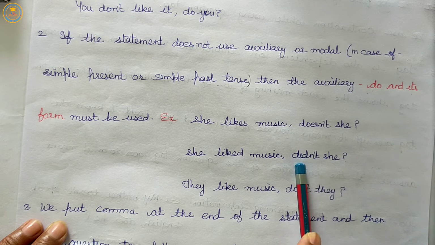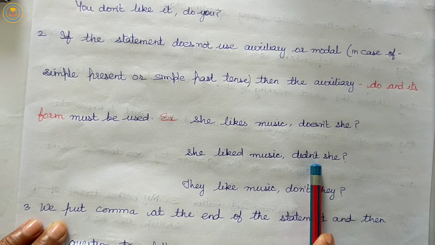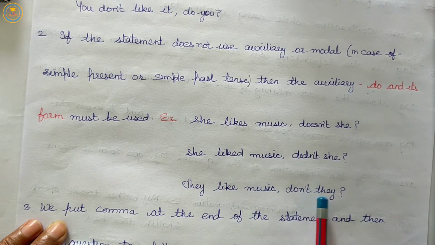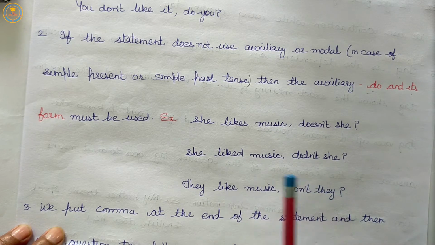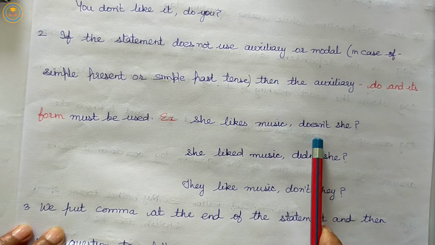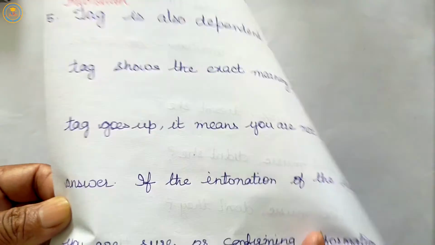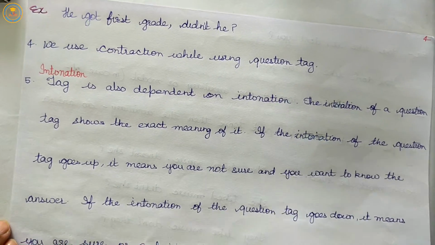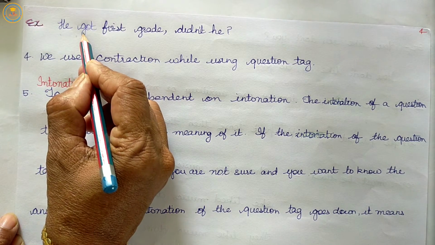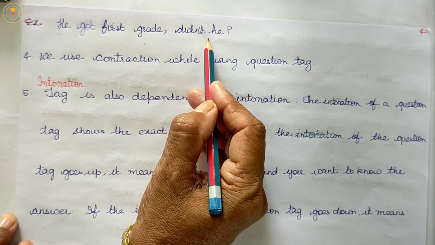Listen, this question tag is in opposite form, meaning the statement is positive and the question tag is negative. They like music, don't they, question mark. And all these sentences have a comma at the end of the statement, then the tag question, then the question mark. Let us see the example. He got first grade. He got, second form, means past. He got first grade, didn't he?